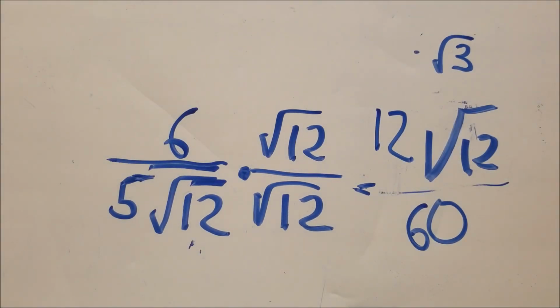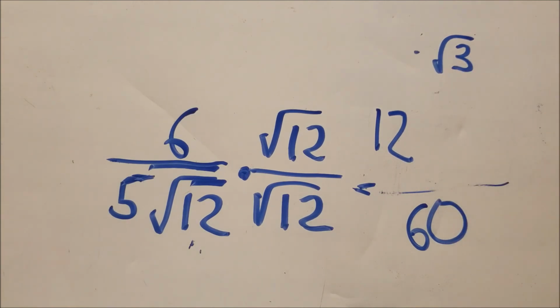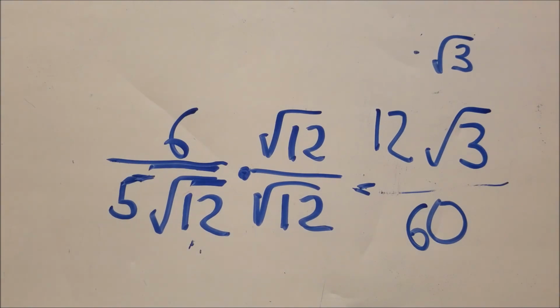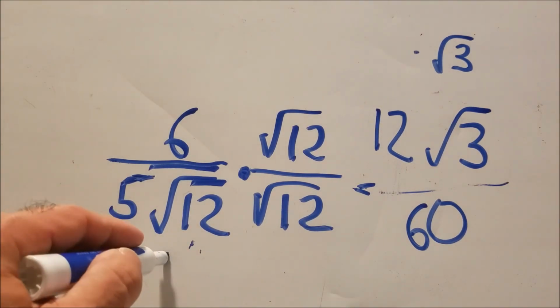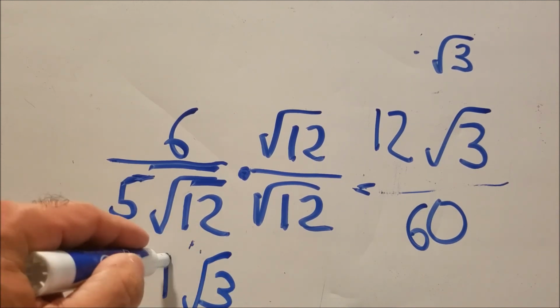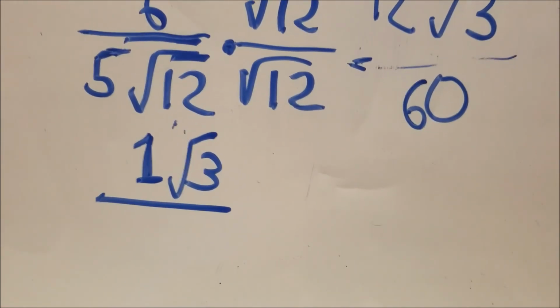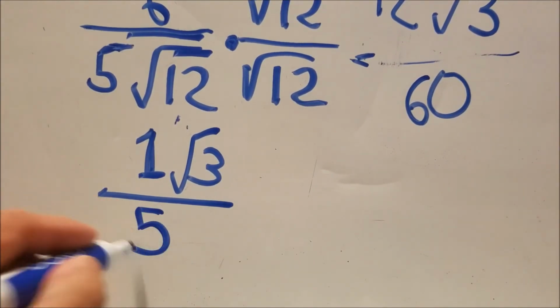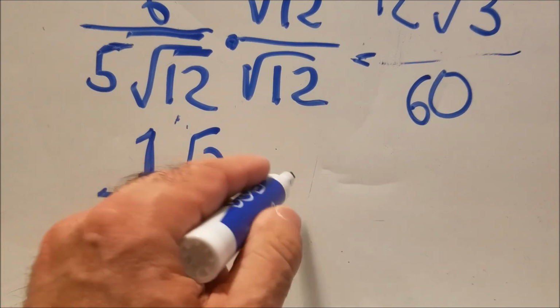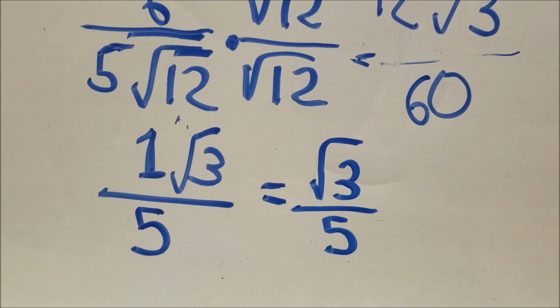Now we can reduce that. Well, not the square root of 12. We have 12 square root of 3 over 60. Now 12 goes into 60 5 times. So we're going to have 1 times the square root of 3, that is, over 5. So our answer is going to just be this square root of 3 over 5. That's our answer.